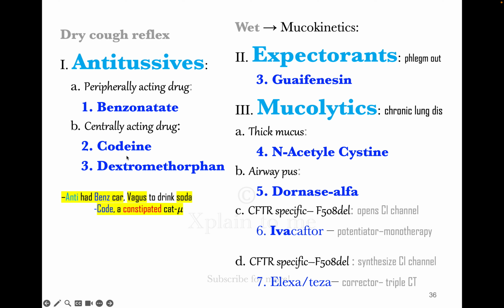Anyway, codeine, let's talk about that. This is a centrally acting drug. It can pass the blood-brain barrier. How does it work? It's going to agonize the mu-opioid receptor.